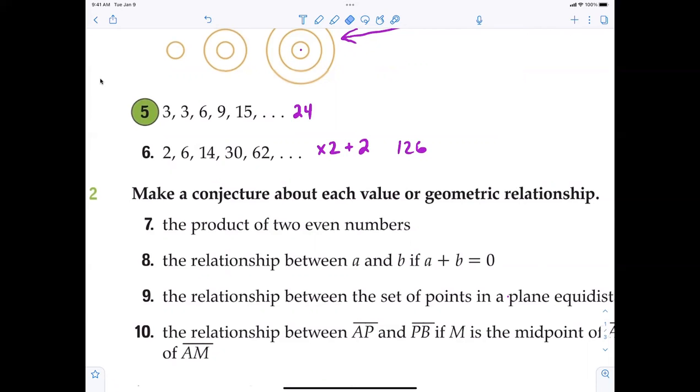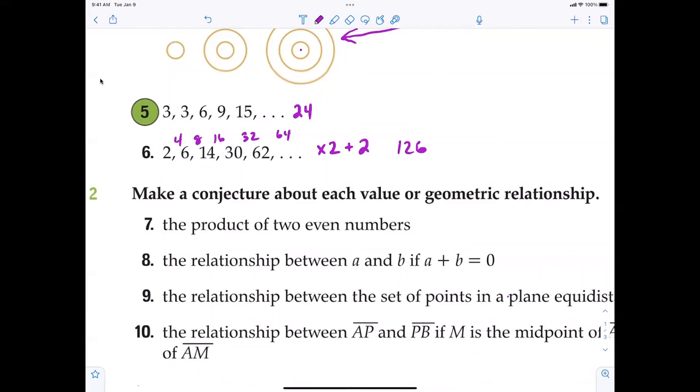So 2 to 6 is 4. Okay, I like that. 4 times 2 is 8, and that's 16. Oh, that's what I'm saying. There you go. All right. So I see. So you're multiplying... 32. So the next one would be 64 and 64 plus... Yeah, you're right. That does work.